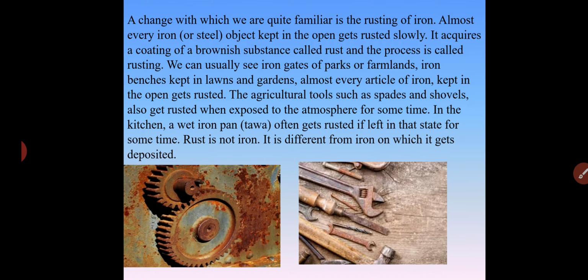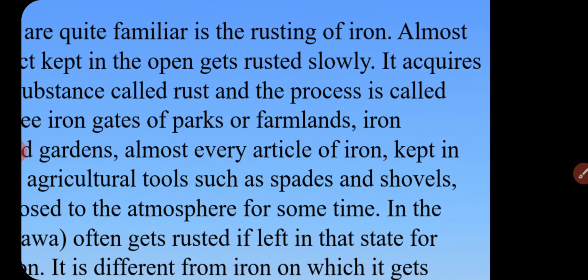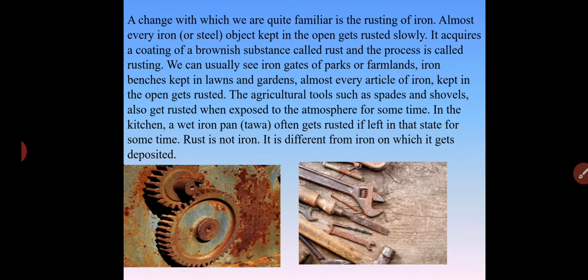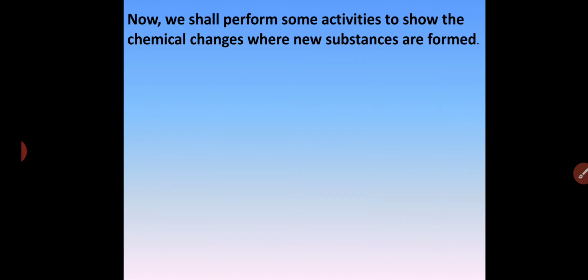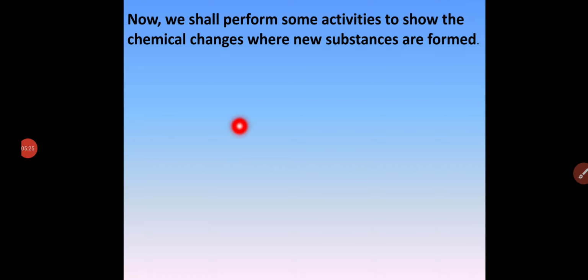Now you can see how it is rusted. Even the materials which we use in gardens also get rusted, right? This is all because of the moisture present in the air. So this process is called rusting. Now, to know how chemical reactions go on, let us study some activities. Let us conduct some activities.